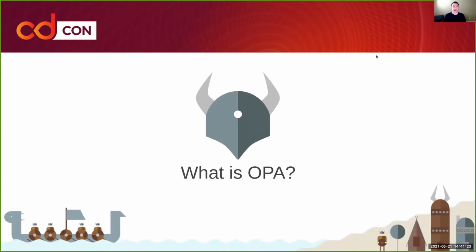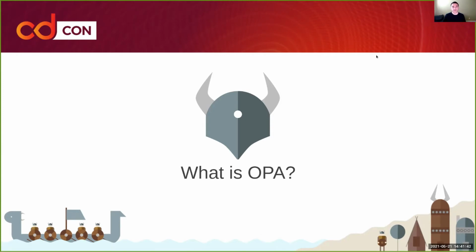So what is the Open Policy Agent? OPA is an open source CNCF graduated project and is a general purpose policy engine. OPA enables you to decouple the policy decision-making from policy enforcement. So your application can offload policy decisions to OPA using a query.